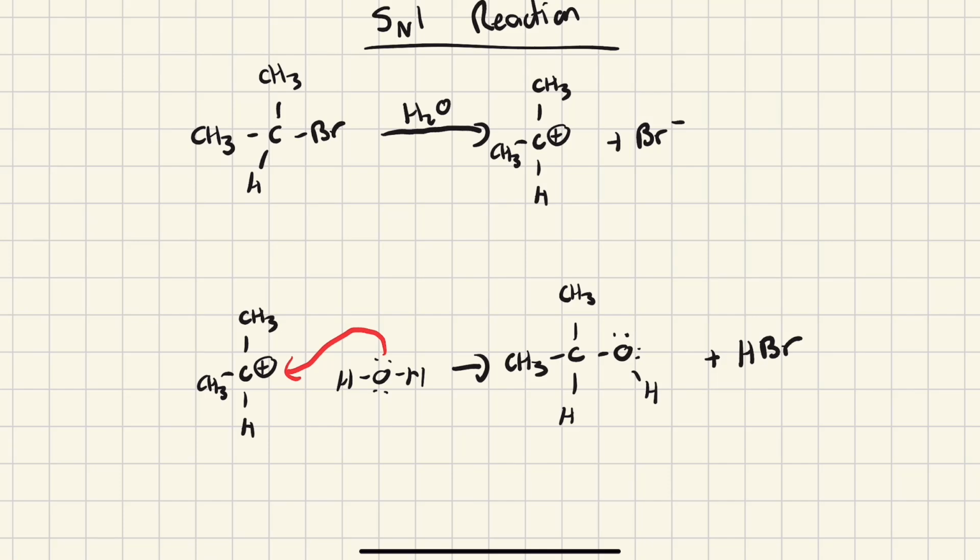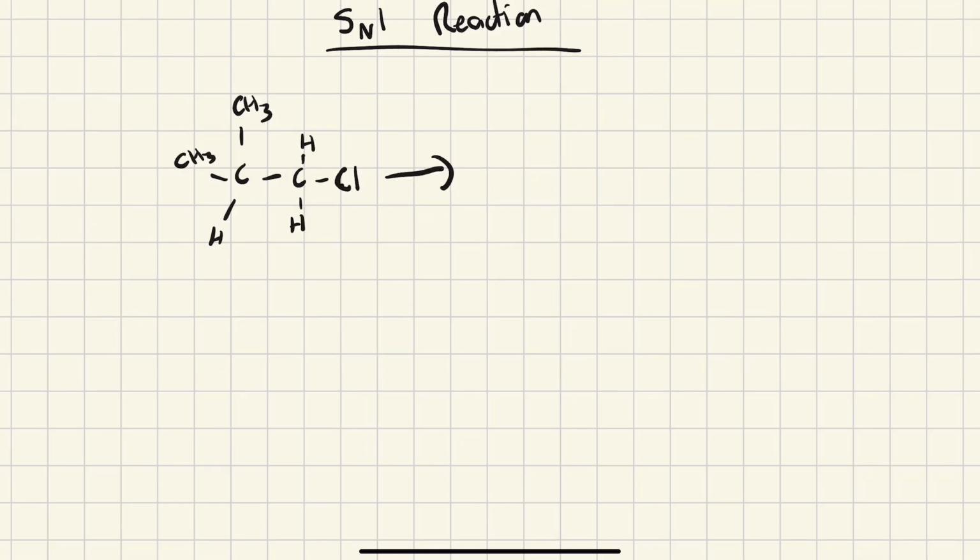HBr. Now, it's not only the bromine that can take the hydrogen. The water can also come back. Another water molecule can come in, take the hydrogen, and then become an H3O plus molecule. But eventually, the bromine will take the hydrogen from that H3O plus, so it might be easier to just write it as the bromine taking the hydrogen from the start. Let's look at another example.